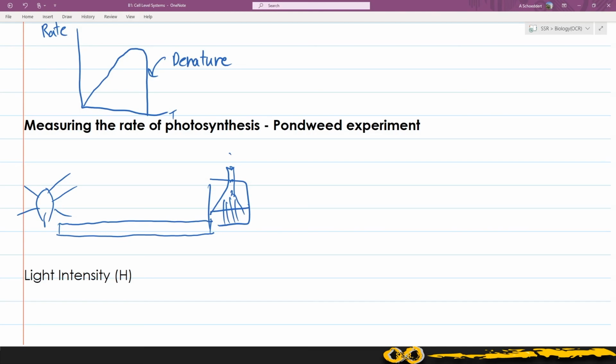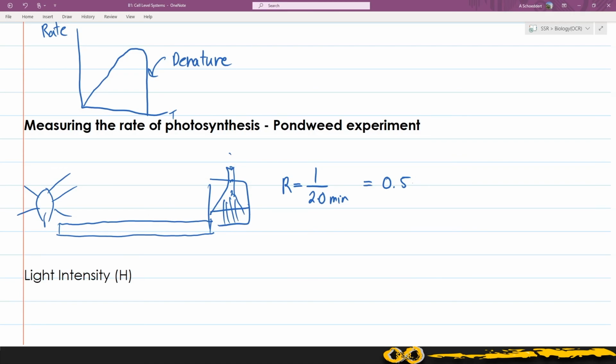And you'll find that as you decrease the light intensity, the rate of photosynthesis will decrease. So, for example, if it took 2 minutes to make 10 bubbles, then our rate would be 1 divided by the 2.0 minutes, or 0.5 as the rate. So you need to be able to calculate these rates on the exam.